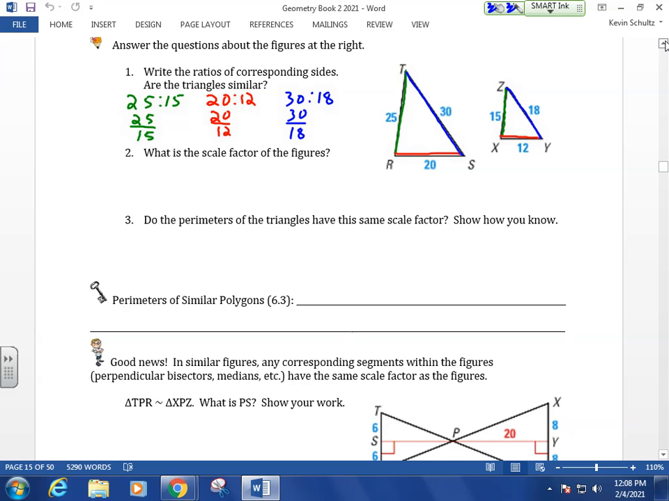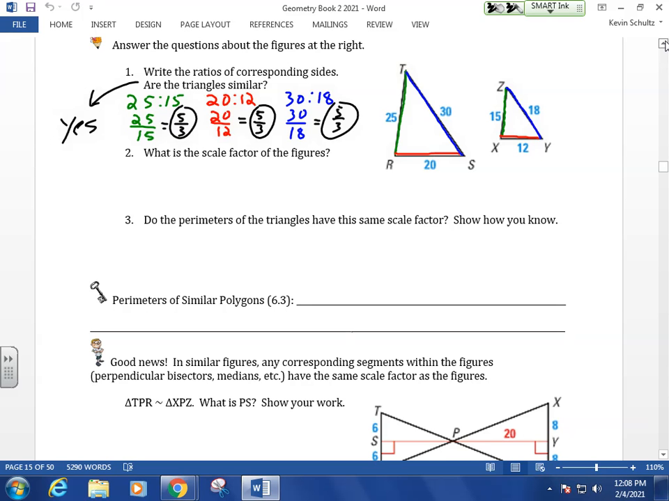Are all of these fractions equivalent? Well, 25/15 reduces to be 5/3, dividing both by 5. 20/12, if we divide by 4, gives us 5/3. And 30/18, if we divide both by 6, gives us 5/3. So because all of these are equivalent values, are the triangles similar? Yes. Okay, because those corresponding sides all have the same proportional relationship.